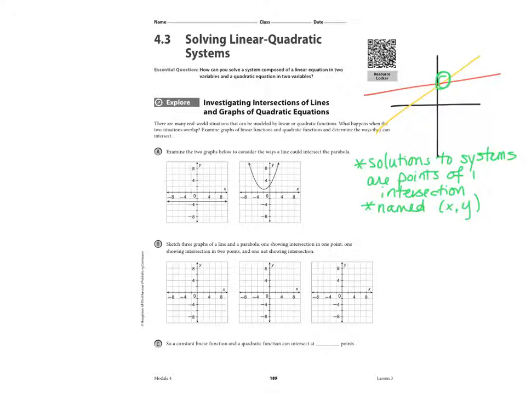And so I'll go ahead and write those notes down. Solutions to systems are point of intersection. They're named as x comma y because we're naming the actual point where they overlap.